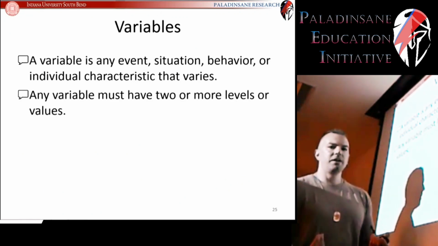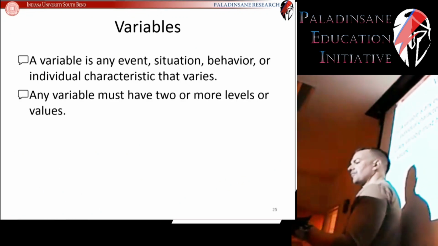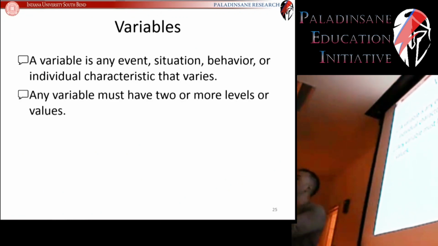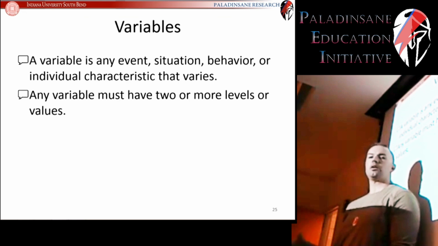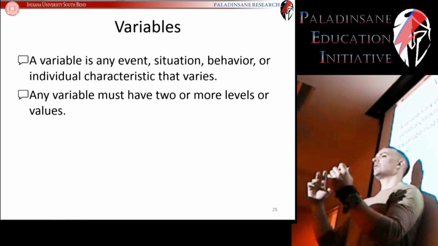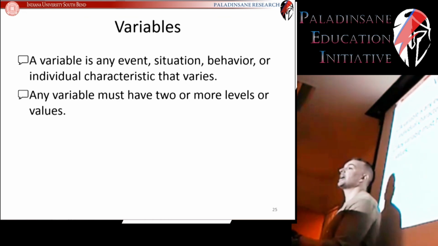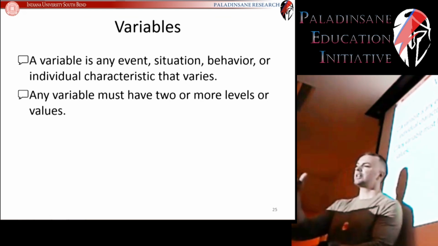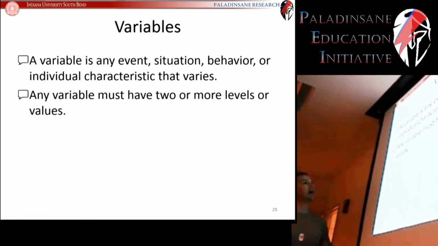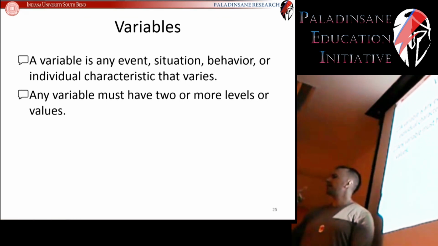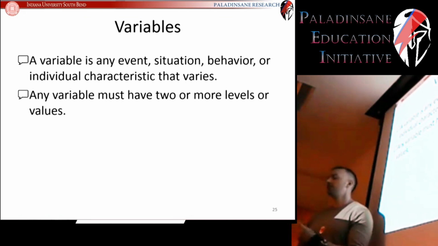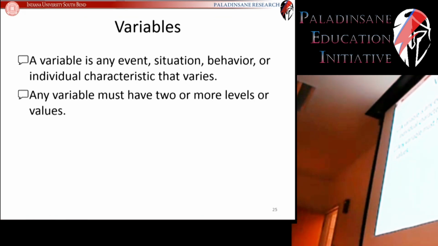So it has to vary. A variable has to be different, has to be able to be different. And what we call those different amounts of a variable, they're called levels. So height has a variety of different levels. You can be 5'5", 5'6", 5'7", 5'10". A variable has to have at least two levels, where you can be this or you can be that. You can have more, but you need to have at least two.